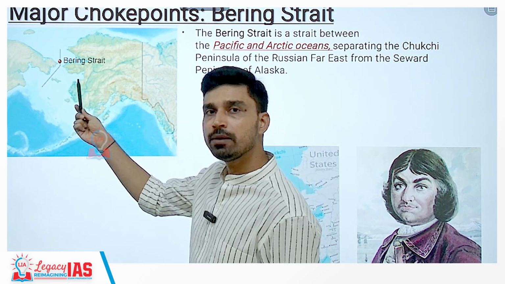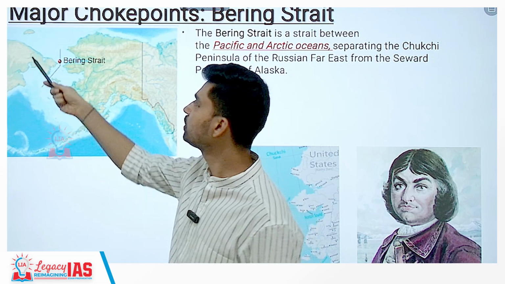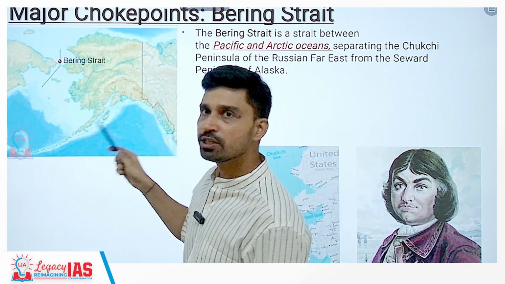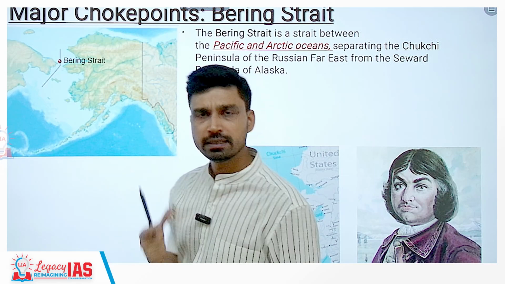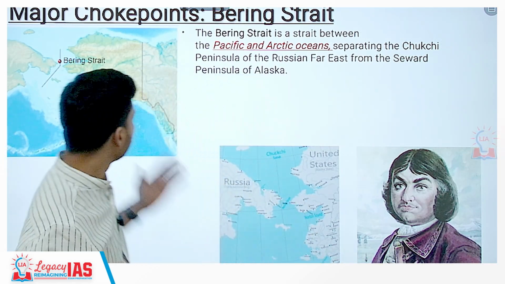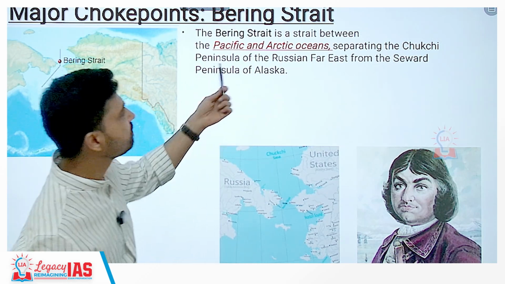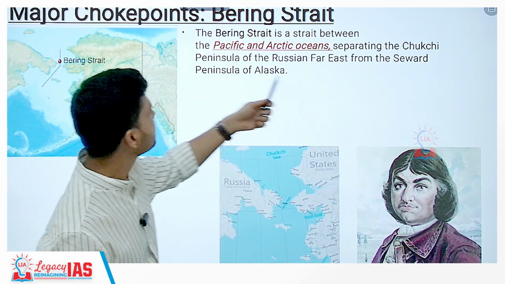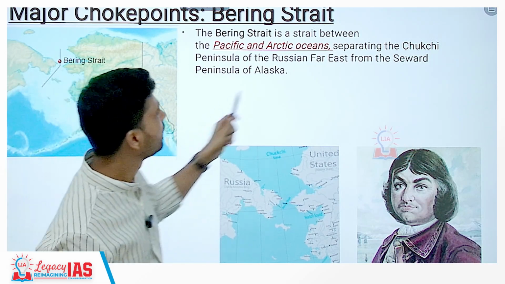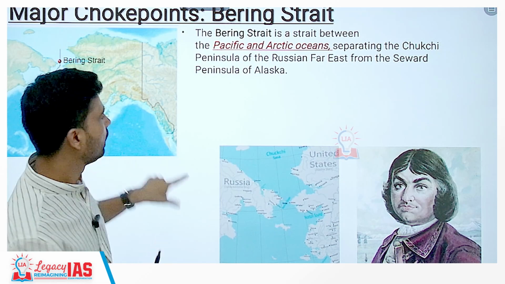So as you can see, to the west of the Bering Strait you have the Eurasian continent, largely Russia, and to the east of the Bering Strait you have Alaska, the 50th state of the USA, that was bought by the US from Russia. So it is a strait between the Pacific and the Arctic, separating the Chukchi Peninsula of the Russian Federation, as we have discussed, and the Seward Peninsula, which is part of Alaska here.